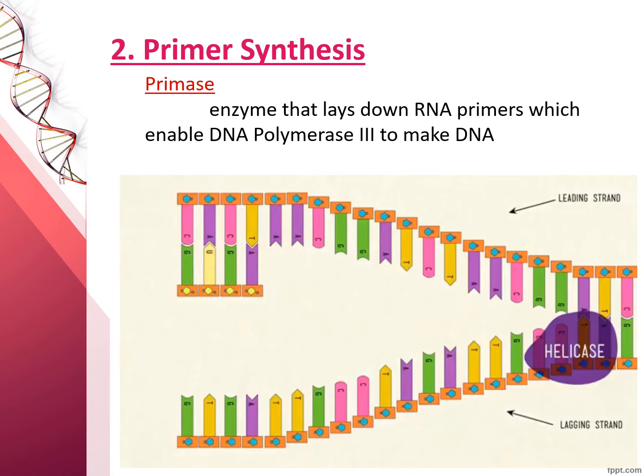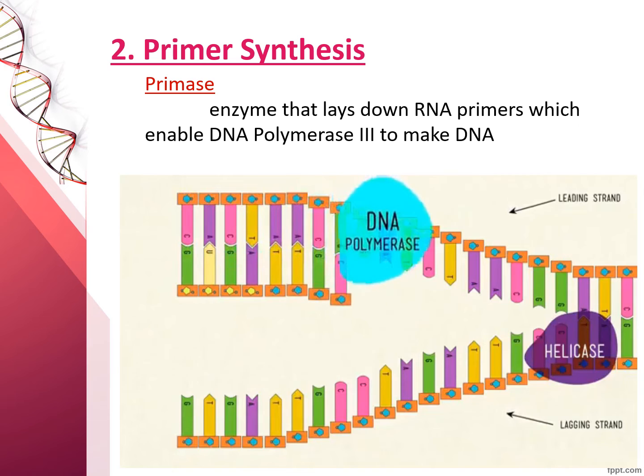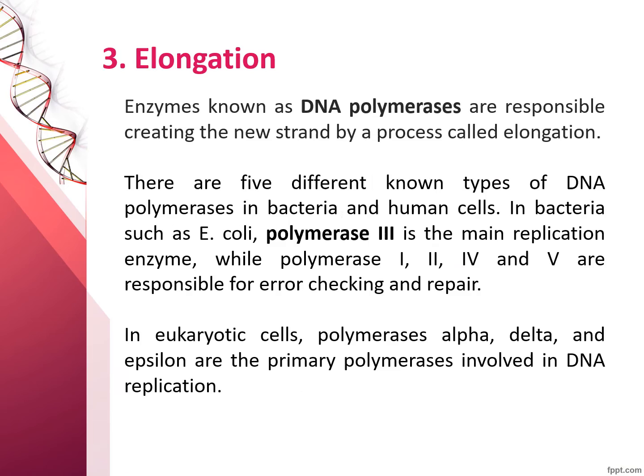And then the DNA polymerase III comes in and it needs that 3' OH from the RNA primers in order to continue to build nucleotides. Enzymes known as DNA polymerases are responsible for creating the new strand by a process called elongation. There are 5 different known types of DNA polymerases in bacteria and human cells.